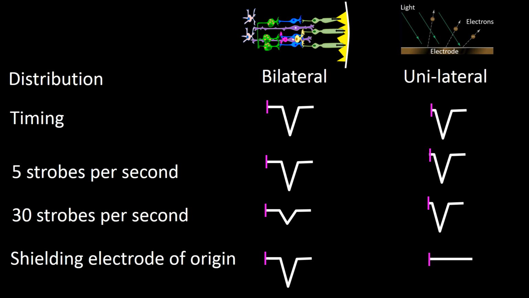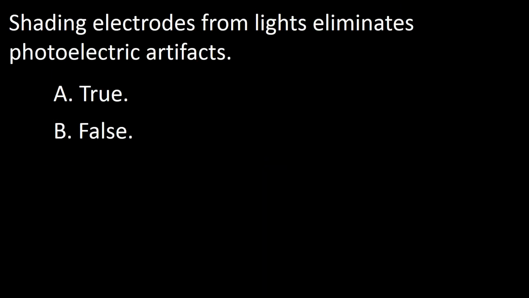I think that by far the most important distinction can only be made when the test is being done, and the way to do it is to shield the electrodes where the artifacts are arising from, and if they are photoelectrode artifact, the shielding of the electrode will prevent further artifact arising from that electrode. So the answer to this question is true.